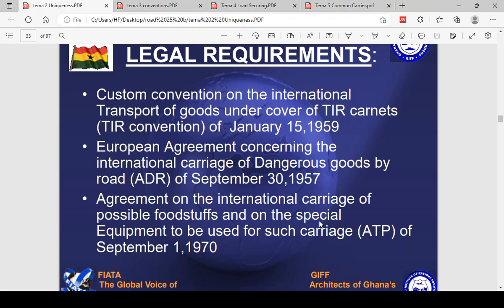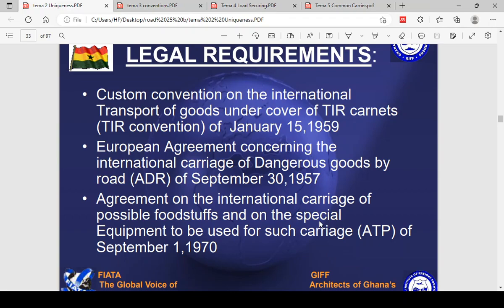So we also have the European Agreement concerning the International Carriage of Dangerous Goods by Road. This one we did in dangerous goods, of September 30, 1957. Then the Agreement on the International Carriage of Perishable Foodstuffs and on the Special Equipment to be used for such carriage, of September 1970.